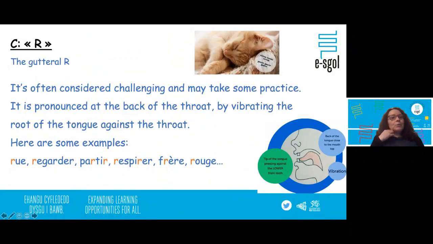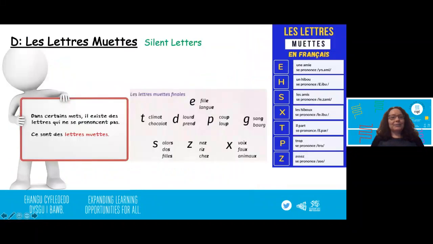The next part was the guttural R, so it's R, that sound. There's an image here to show you. And I tell the children in school it sounds like a cat purring, so a bit like a cat when it purrs in its throat. It takes practice, but you'll get there. So some examples, we have rue, regarder, partir, respirer, frère, and rouge. So you could practice those words just to get the hang of it.